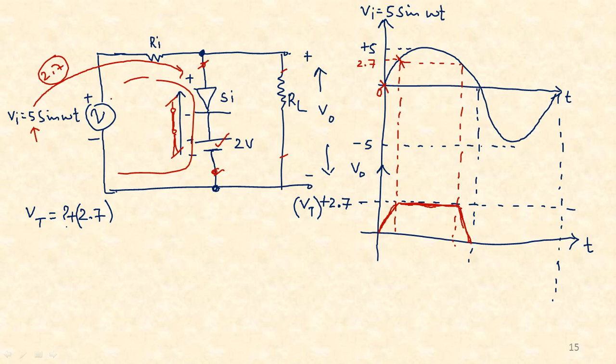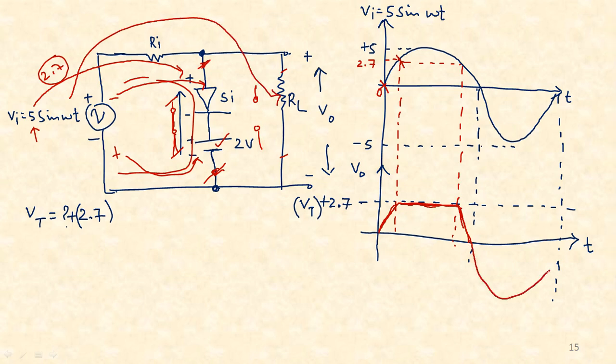As simple as that. Then during the negative half cycle, the applied polarity is trying to switch off the diode, and even the DC battery is also trying to switch off the diode. So in either case, the diode is switched off. It behaves like an open circuit, so you just discard this path. The entire input signal appears across the load resistance RL during the negative half cycle. That's it.